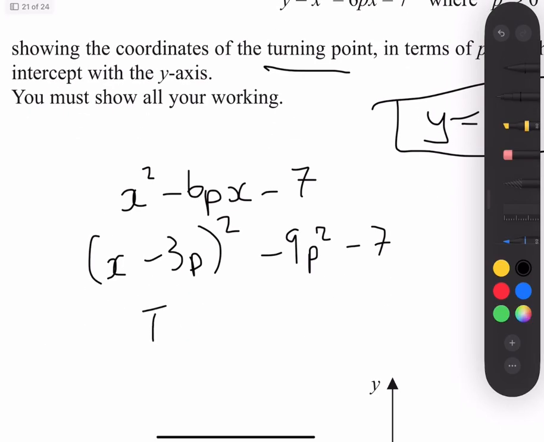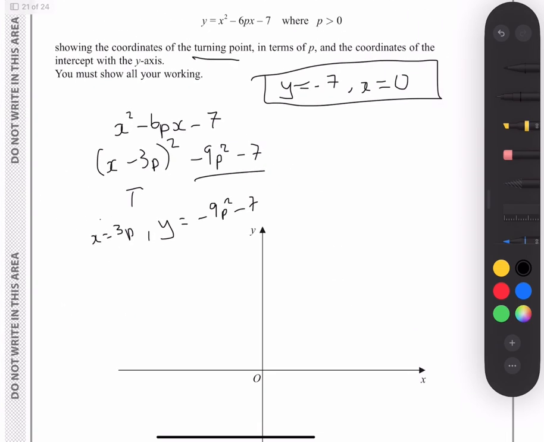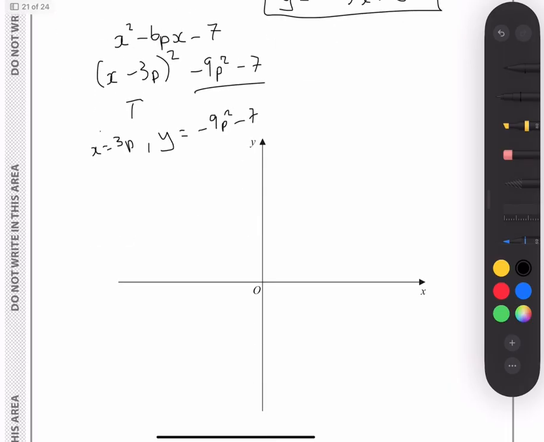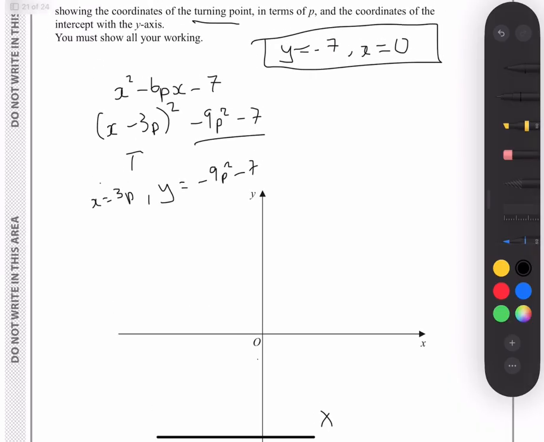So this bit is going to vary. The smallest this bit, because it's squared, is ever going to be is 0. It's always going to be positive. So our minimum value is this, and then we'll get positives either side of it. So our turning point is when x is 3p and y equals minus 9p squared minus 7. We know that p is positive, which means our turning point is going to be over here, and the y-intercept is here, and then we just draw our graph.